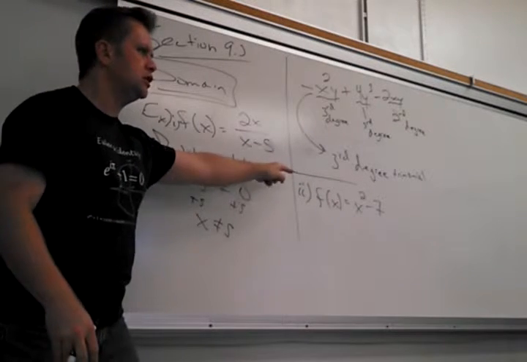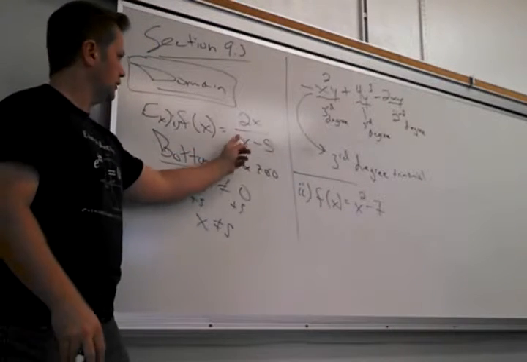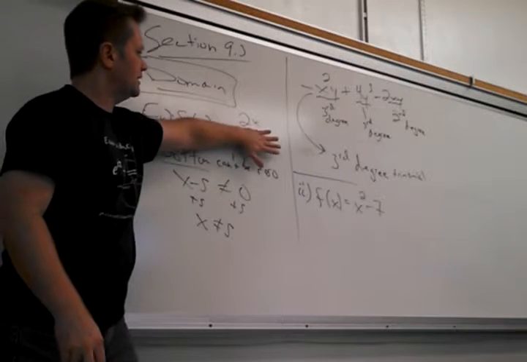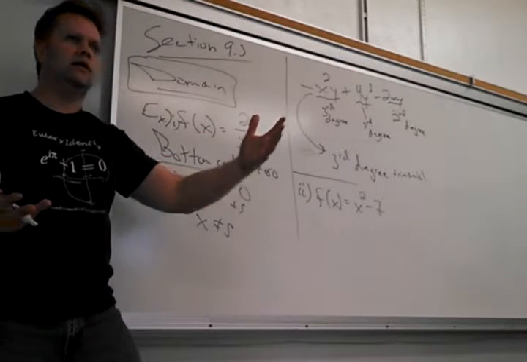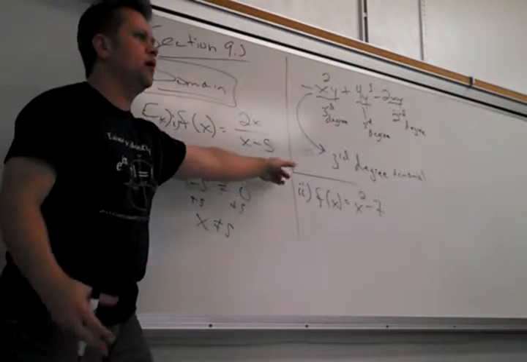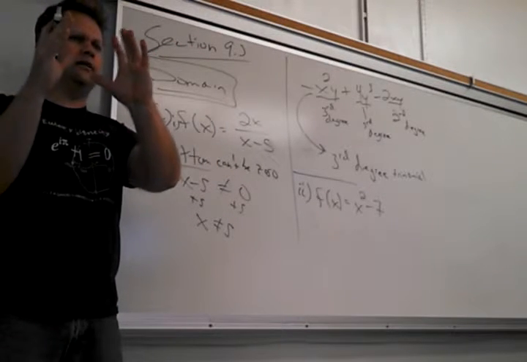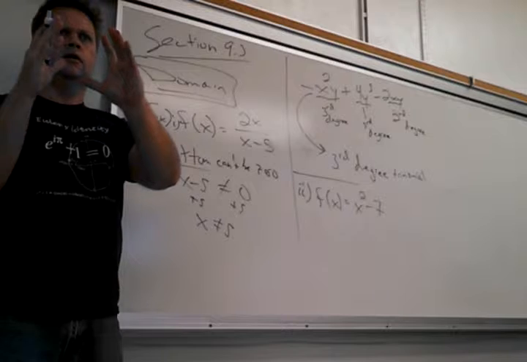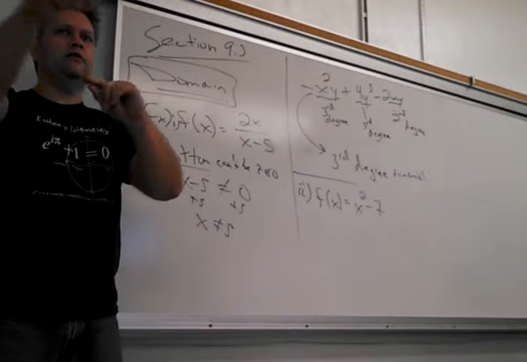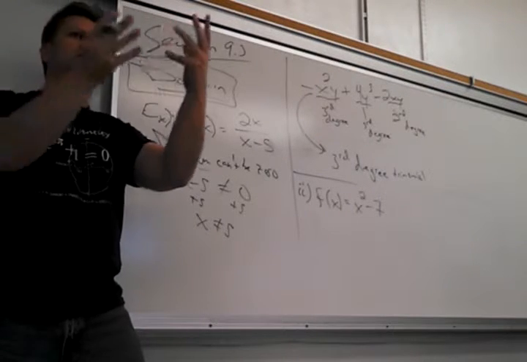So is there any restriction on that? Like this one. There's a restriction on this one because it has a bottom. And the bottom of anything can never be 0. There's no restriction. There's no bottom. There's no square root. What would be wrong with a square root? What can't happen inside of a square root? Can't be negative. 0 actually works. Square root of 0 is 0.